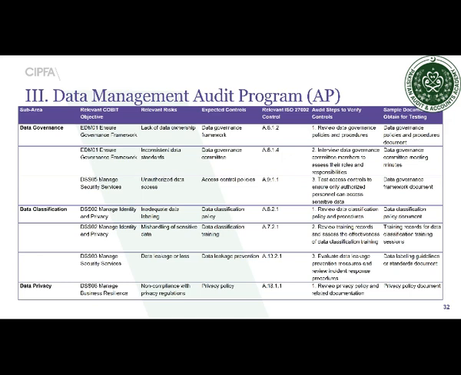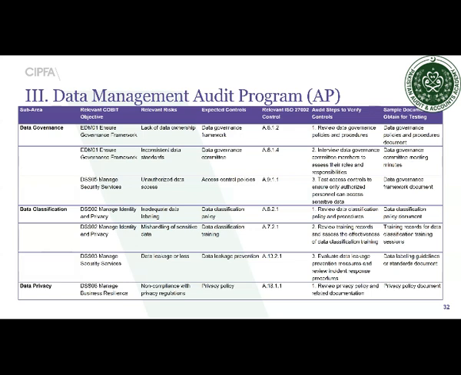So data governance, how do you ensure... the risk would be lack of data ownership. Data ownership is something that we look at, because if you want to classify the data, which you will see later as the next topic, data classification, then somebody has to own that data and classify it. So lack of data ownership would be the risk.